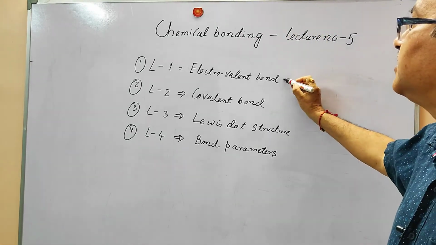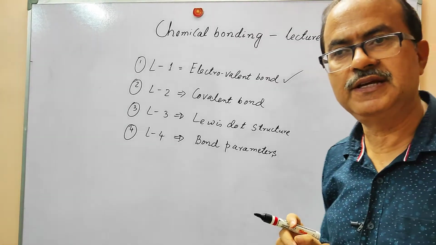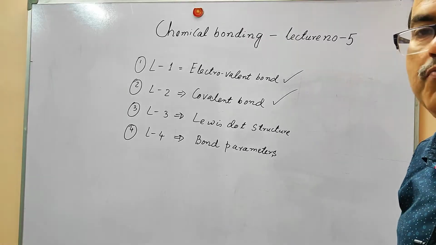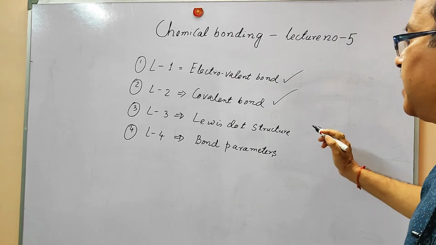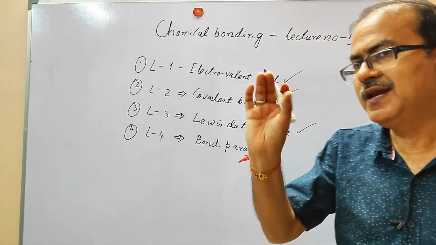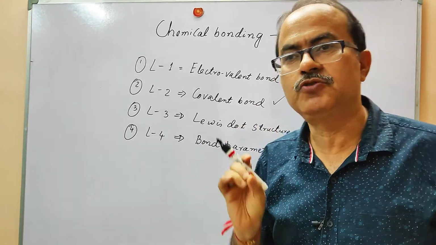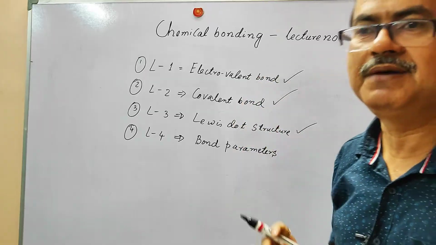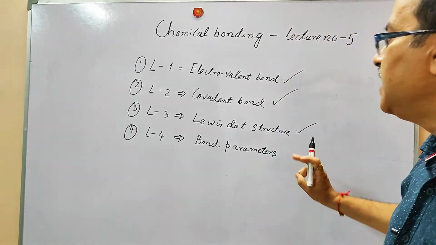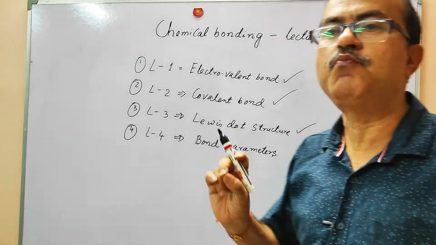In the first lecture we discussed the electrovalent bonds. Basically this is the Kossel theory. In the second lecture we discussed the covalent bond, the Lewis-Langmuir theory, and in the third lecture we discussed the Lewis dot structures, how we can write the Lewis dot structure much more comfortably. There are basically several steps; if you know these steps, you will be able to understand it. And in the fourth lecture we discussed the bond parameters.